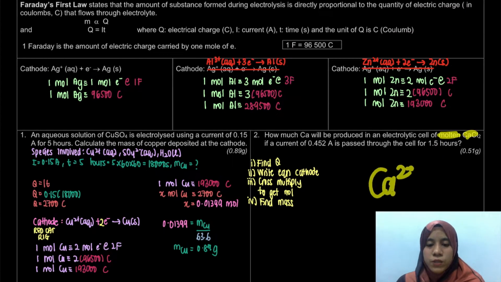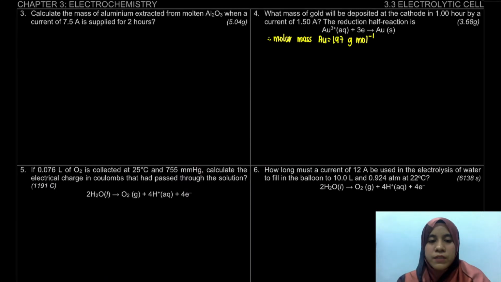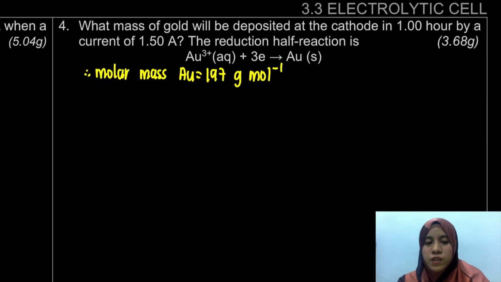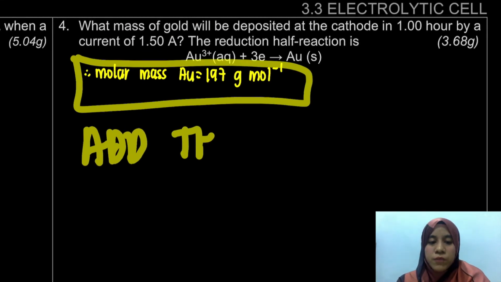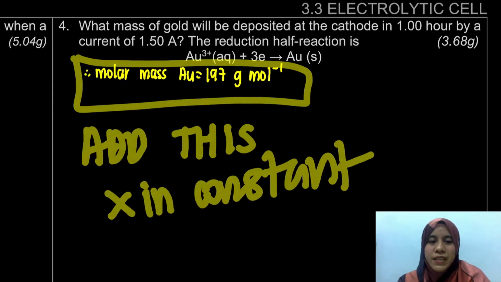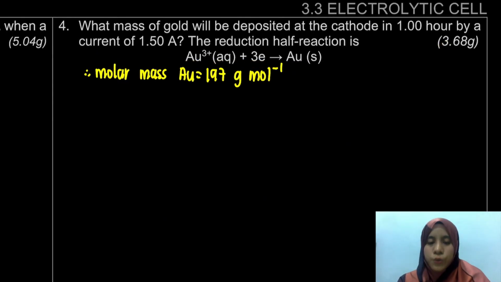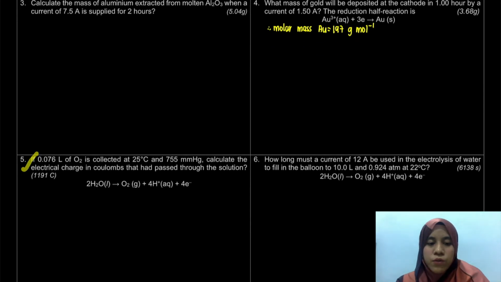Question 2 here, since it is molten, it must be in liquid. The example on the next page is the same, the mass of cathode, so I believe you could try it yourself. This is example number 4. The molar mass of gold is not given in the list of constants, so please add the molar mass of gold to your notes. Now let's look at question number 5.